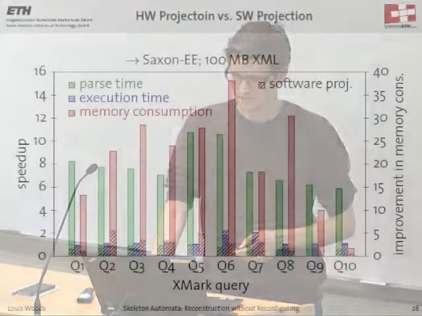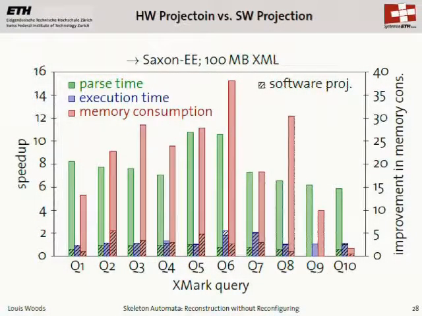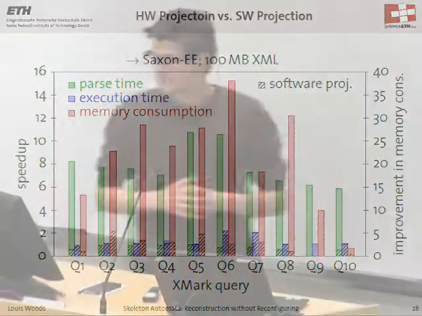Yes? When comparing, what you did as a pre-filtering, did you compare with the corresponding software solution or running the entire code? Yes, I have a backup slide on that. I might as well show this one now. So that's true. Saxon, this is unfortunately a graph which is a little bit hard to parse, but Saxon has a switch. So the commercial version has a switch for software-based projection. So it implements this, and we ran this as well. So that's what you see with these striped things here.